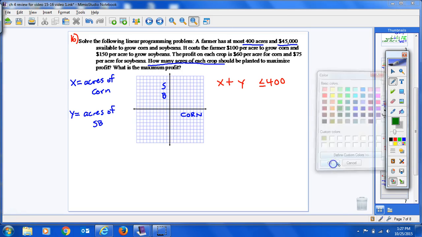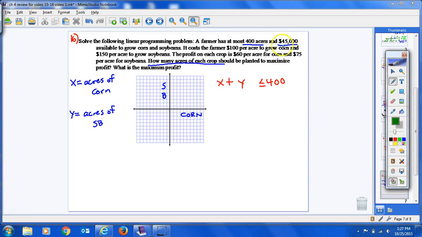And now let's go to a different color. Let's talk about the amount of money constraint, or how much it costs to grow each crop. Those costs for him cannot exceed $45,000, because that's all he has to work with. Well, it costs $100 per acre, so $100 times x will be the corn cost, and it costs $150 per acre, so 150 times y for soybeans. Together, those costs cannot exceed $45,000.